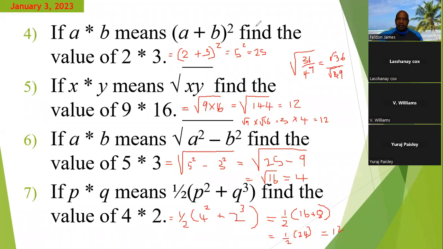All right. Everybody's good with that so far? Let me see the hands of those who actually got all of these correct.